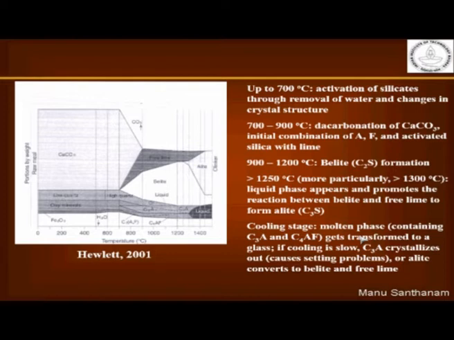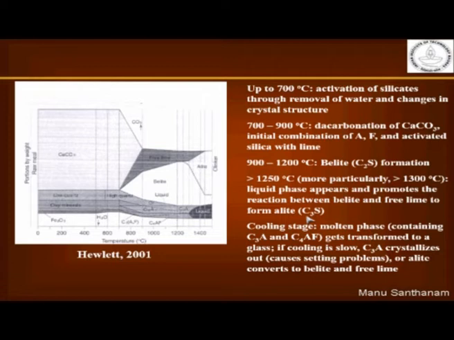Now, the cooling stage is also very interesting, because if you take the clinker that comes out and cool it very slowly, you may have the problem of crystallizing the aluminate, which will lead to setting problems in your cement. Cement won't set properly at all. And if you cool it very slowly, there is also the danger that you convert your C3S, tricalcium silicate, back to C2S. Now, why is that a problem?